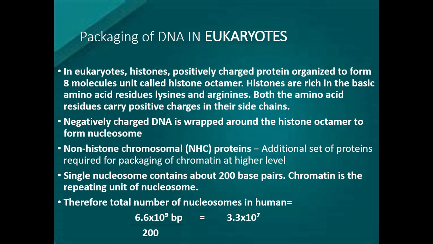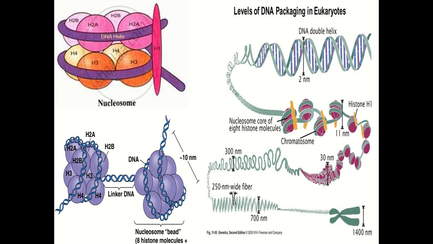A single nucleosome contains about 200 base pairs. Chromatin has nucleosome as its repeating unit. Therefore, the total number of nucleosomes in humans equals 6.6 into 10 raised to the power 9 base pairs divided by 200, which equals 3.3 into 10 raised to the power 7. Now this is the structure of a nucleosome. The octamer is shown here, and the linkage between the nucleosomes is shown here by the linker DNA, and you are also seeing the levels of DNA packaging in eukaryotes.